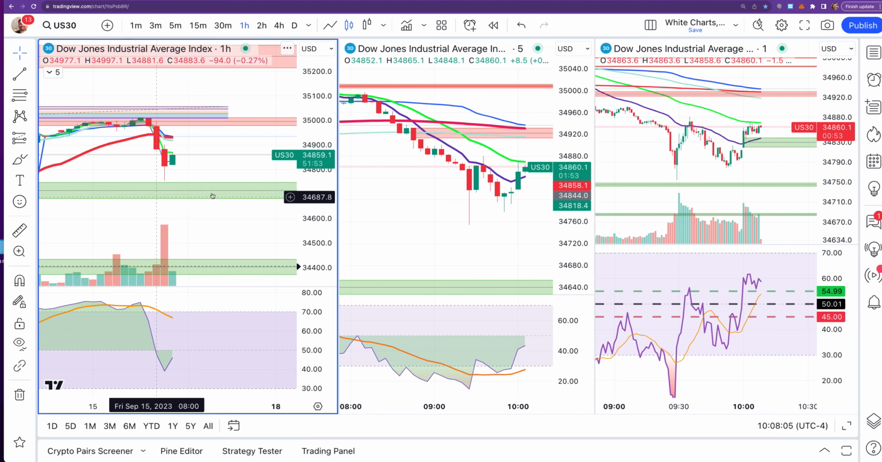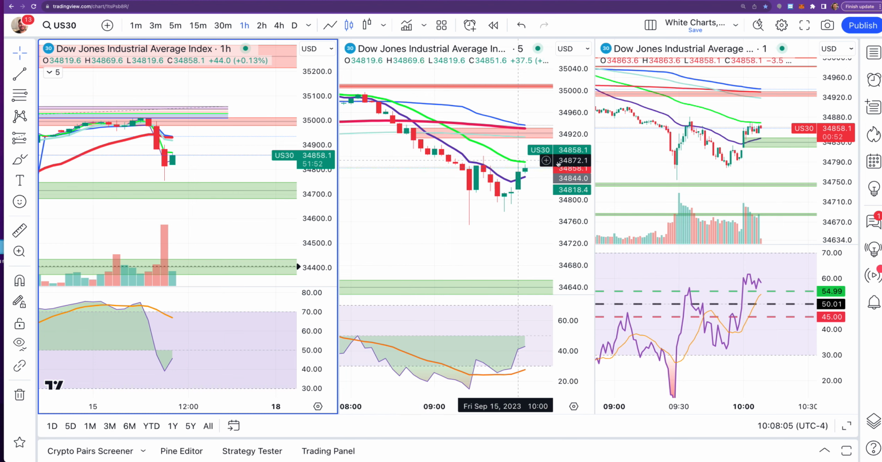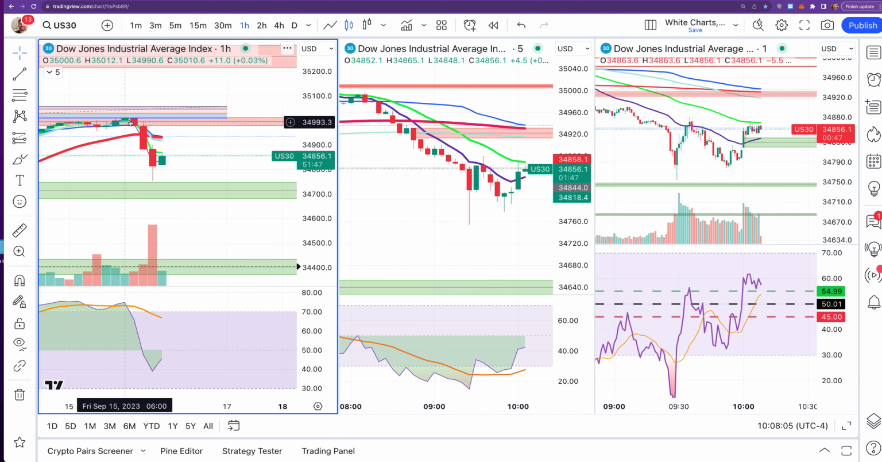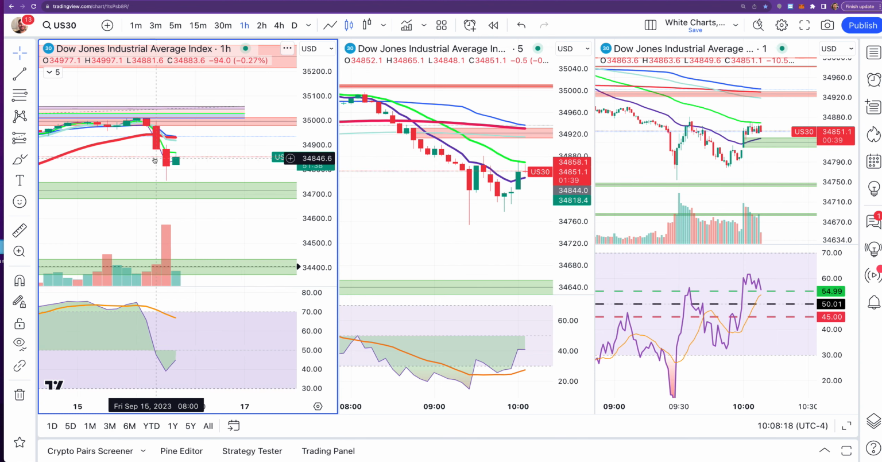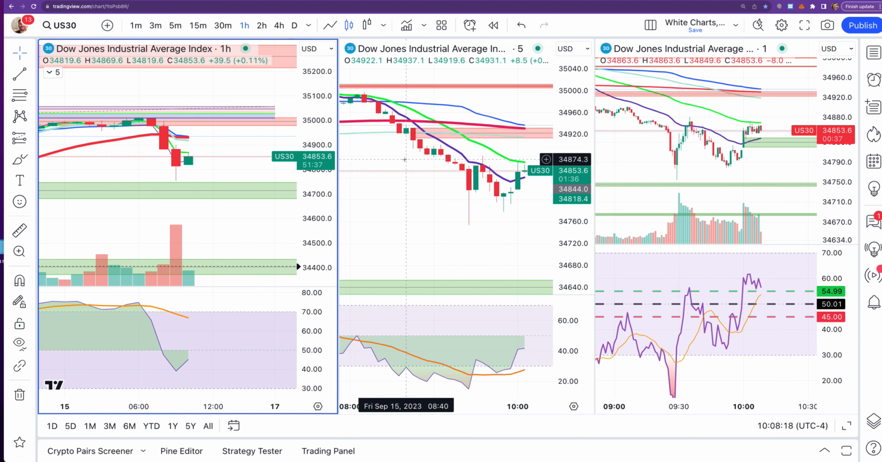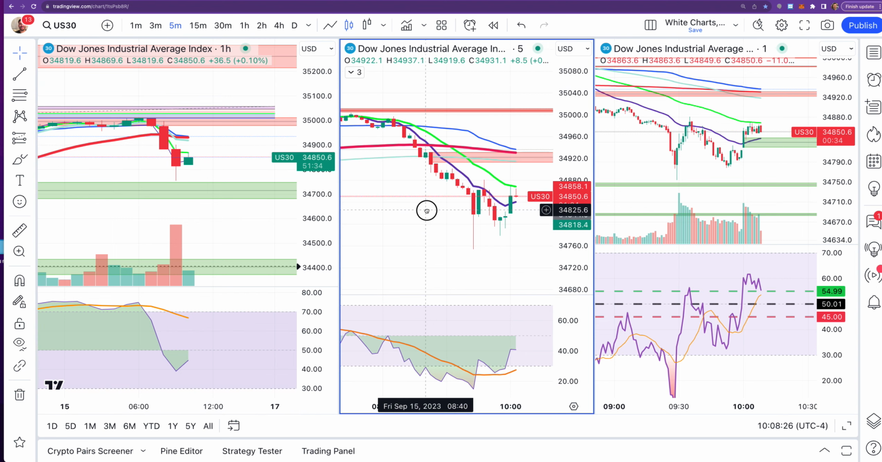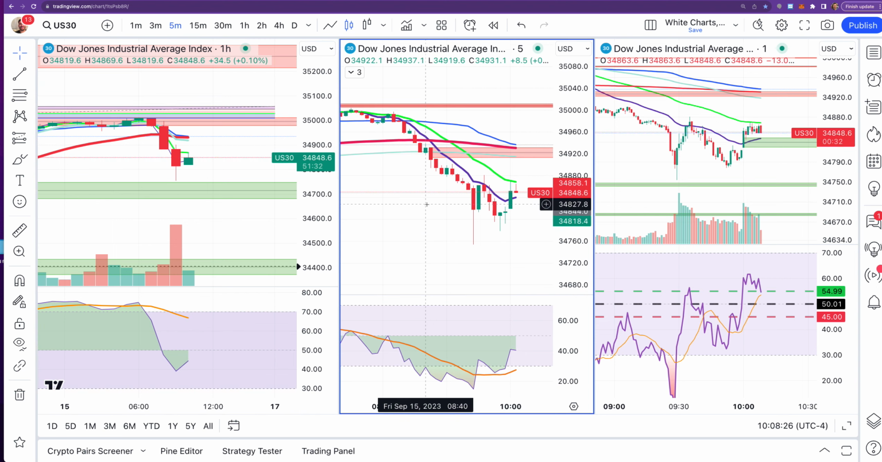This is a 15-minute chart. This is a 5-minute chart. This is a 1-minute chart. This morning, the Dow started selling off at around 7 a.m. New York time. It put in three big 15-minute sell candles, and so obviously we're looking to join the trend down, but I need a retracement back to the 8 or the 20.